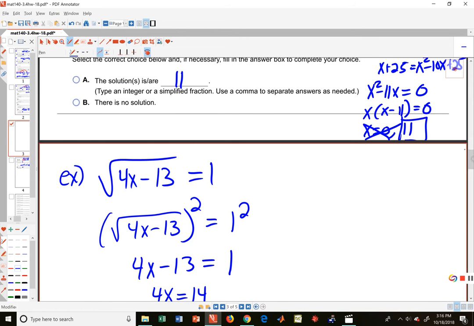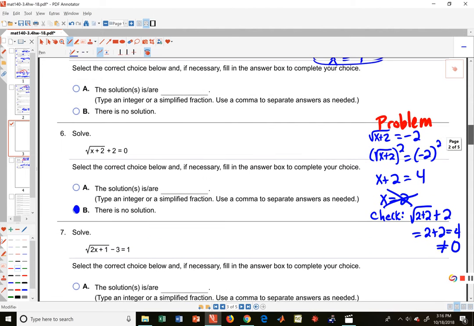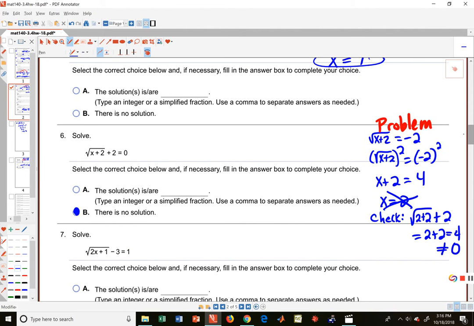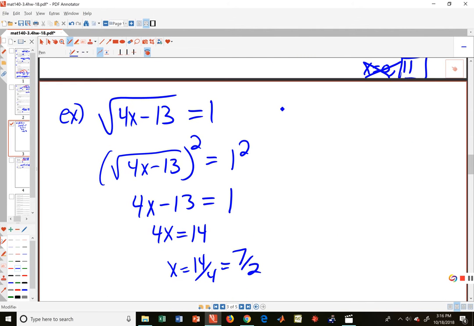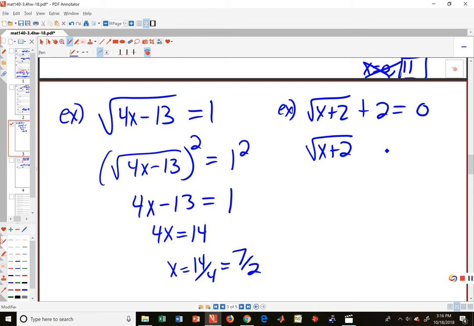Now let's do one with an erroneous solution. That would be the next one. Square root of x plus 2, plus 2 equals 0. Now you can tell right away that this has a problem, an erroneous solution. When I say erroneous, the solutions are not real. The problem is right here: you can't take the square root of a number and get a negative number. By definition, the square root is positive.